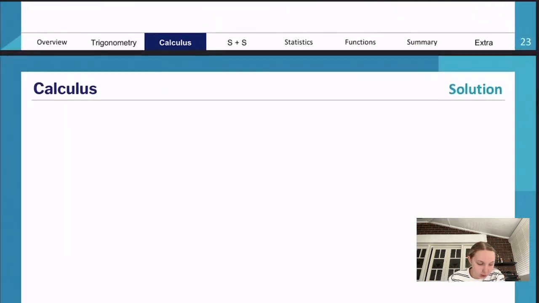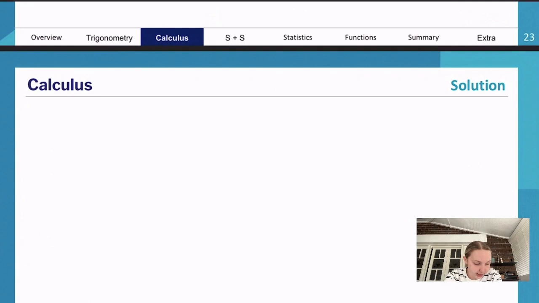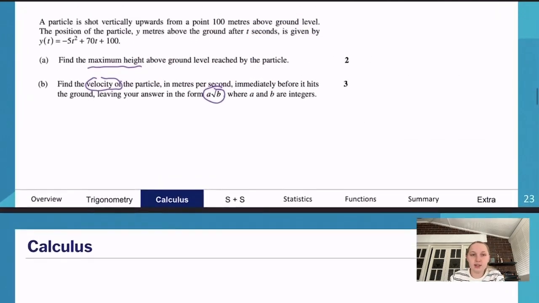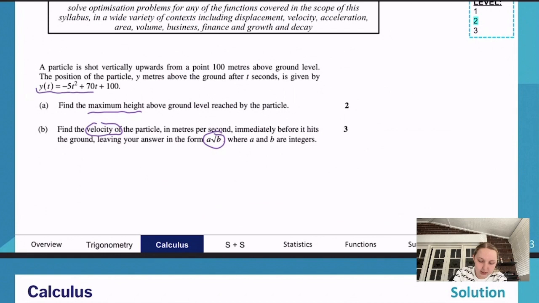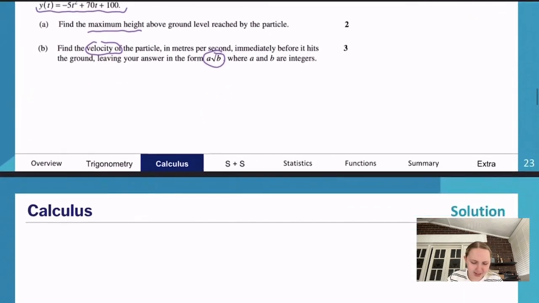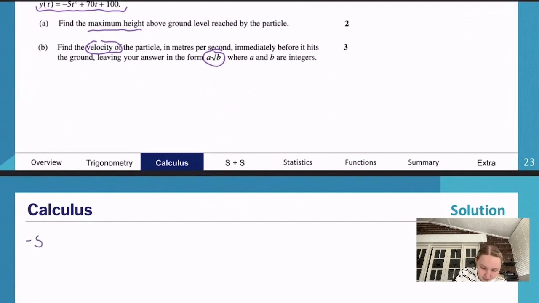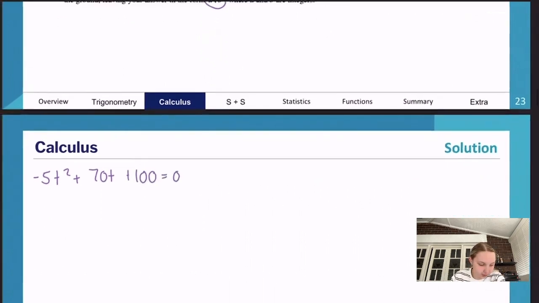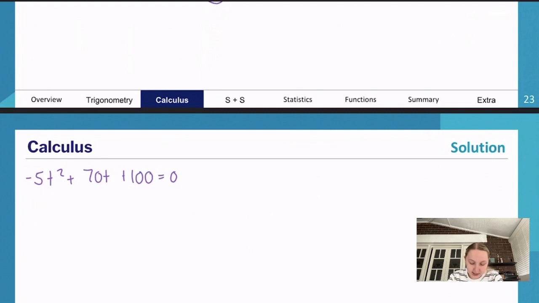Okay, so to find when the particle hits the ground, we want to find when y(t) is equal to 0, right? Because if y(t) is our height, if we have no height, if it's equal to 0, then it's going to be on the ground. Sorry, that was a long way to go about saying that. But anyway, so we're trying to solve for minus 5t squared plus 70t plus 100 is equal to 0.